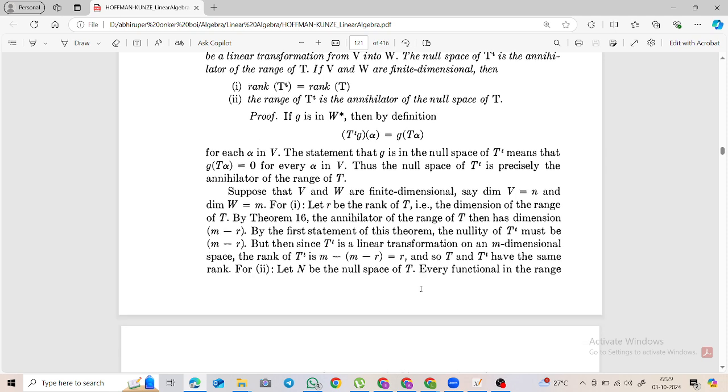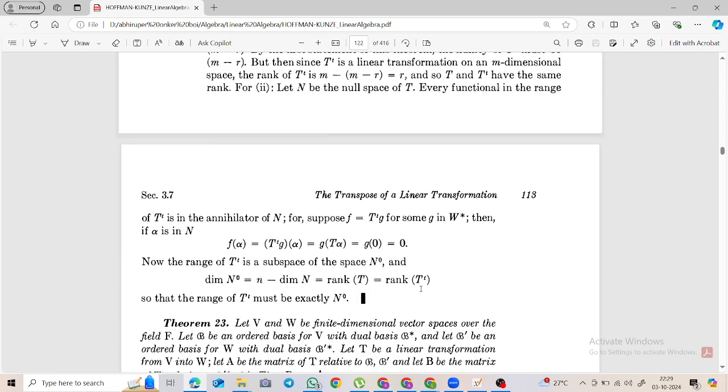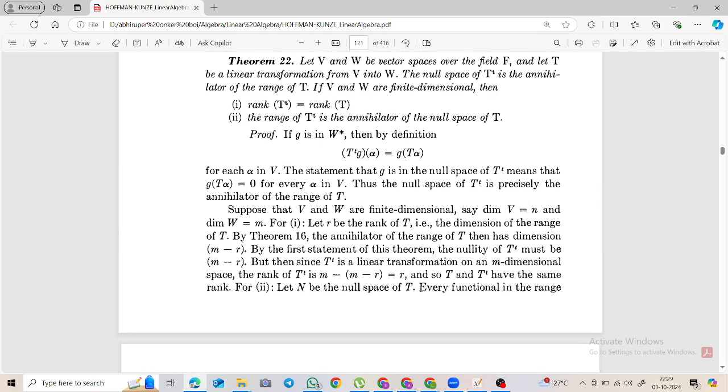So I would request you to go through this theorem. Proofs are actually pretty elementary in this chapter. So please go through the proof. You have actually 5 to 6 minutes.